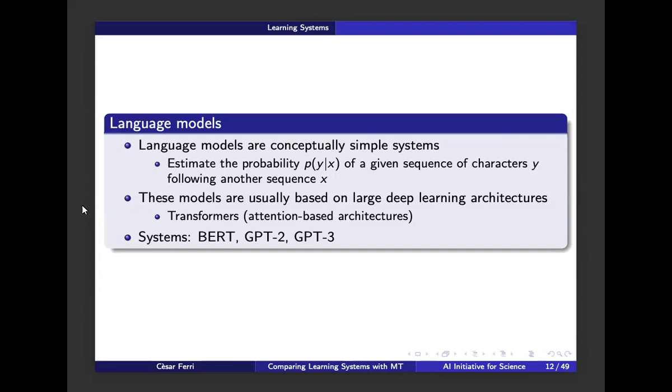Language models are models from natural language processing, and the main goal is to estimate the probability of a given sequence of characters following another sequence. It's the typical thing when you are using Google and you write "Valencia is," and then Google suggests some sentences after that. This is the origin of language models, these kinds of suggestions.